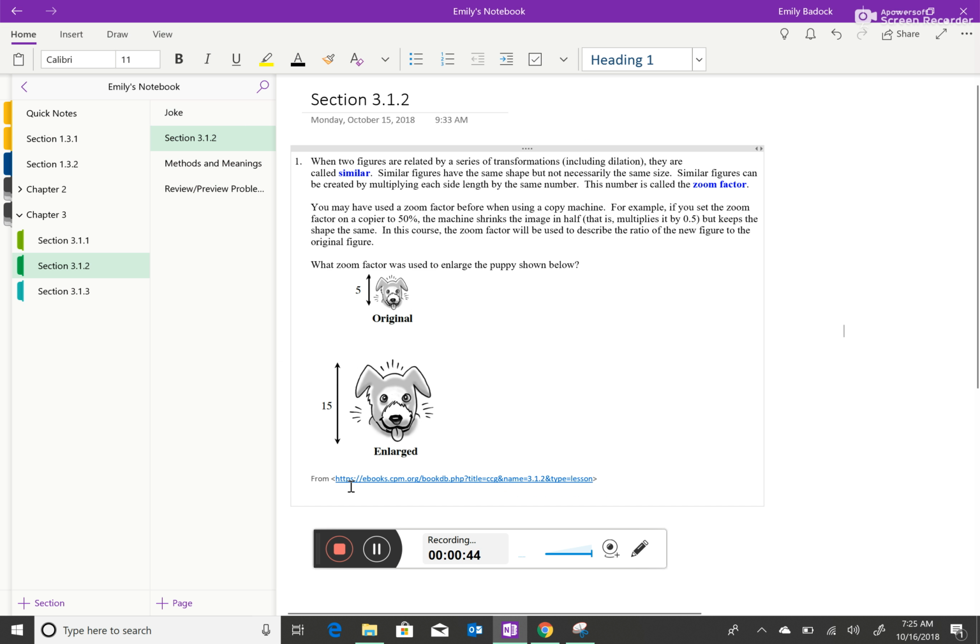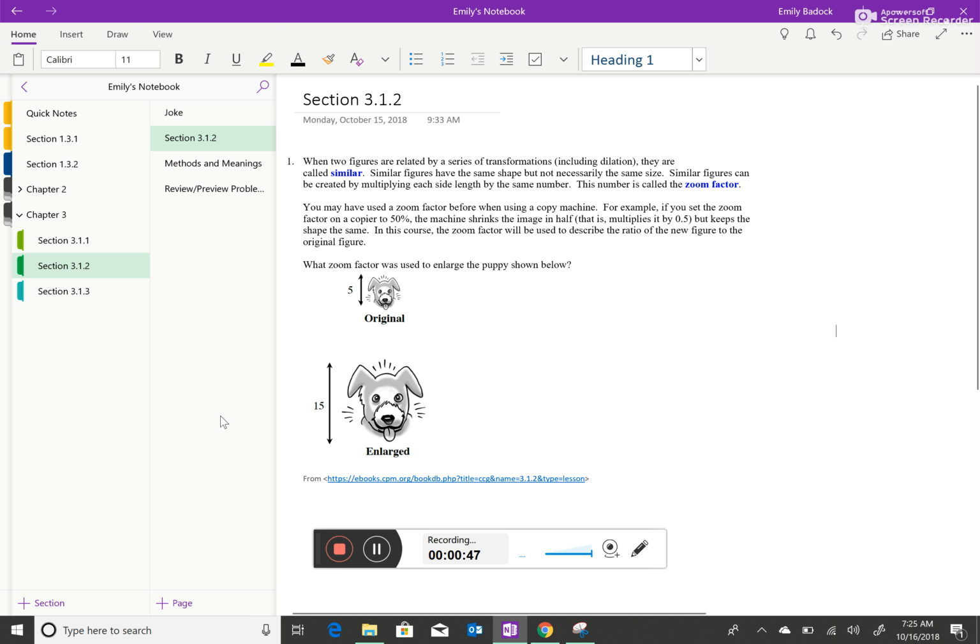Alrighty. So yesterday, you learned all about dilations and making images bigger, basically blowing them up or zooming them in. And so today we're going to talk about similarity and then the ratios behind the similarities.